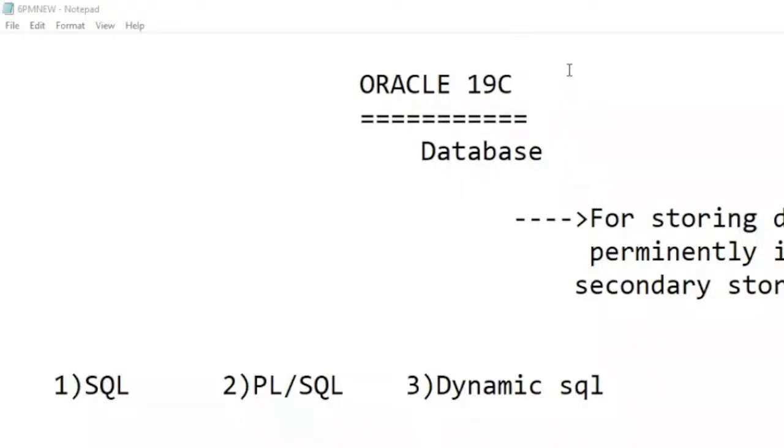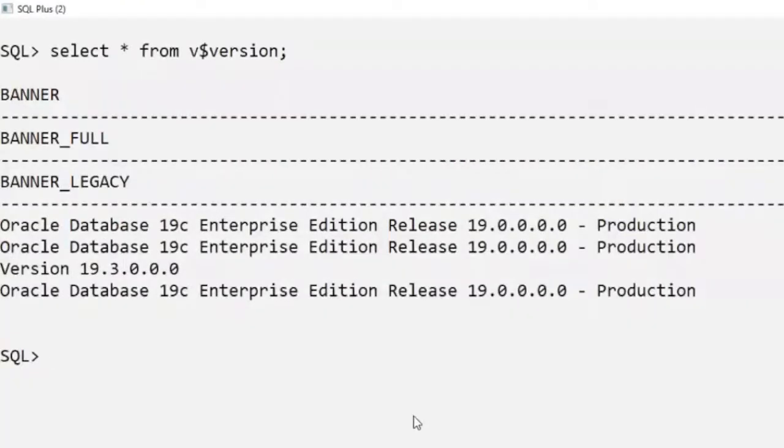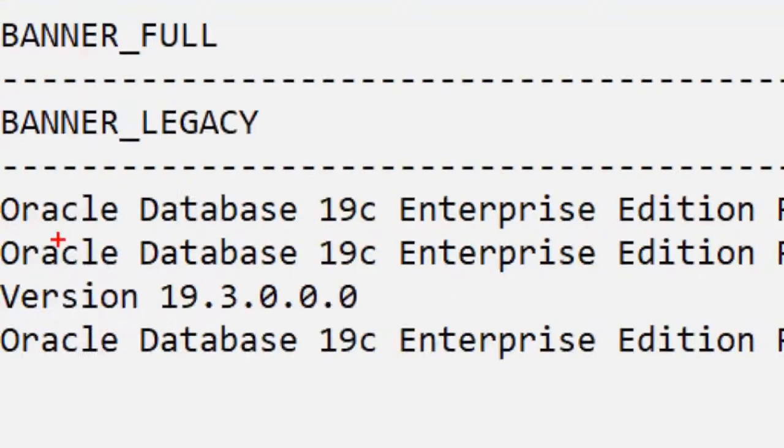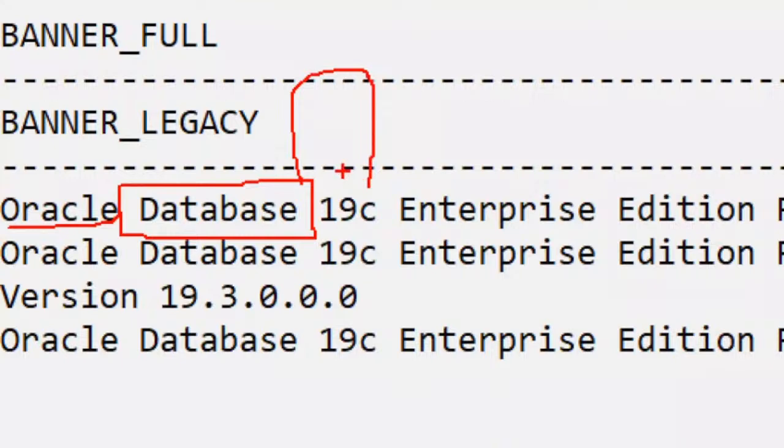If anybody did not attend yesterday's class, it's not a problem. Just observe what I am telling you; it is a small concept. Oracle is a product from Oracle Corporation. But what type of product is it? A database product. The version we are learning in our course is 19C, a version of this DB product.